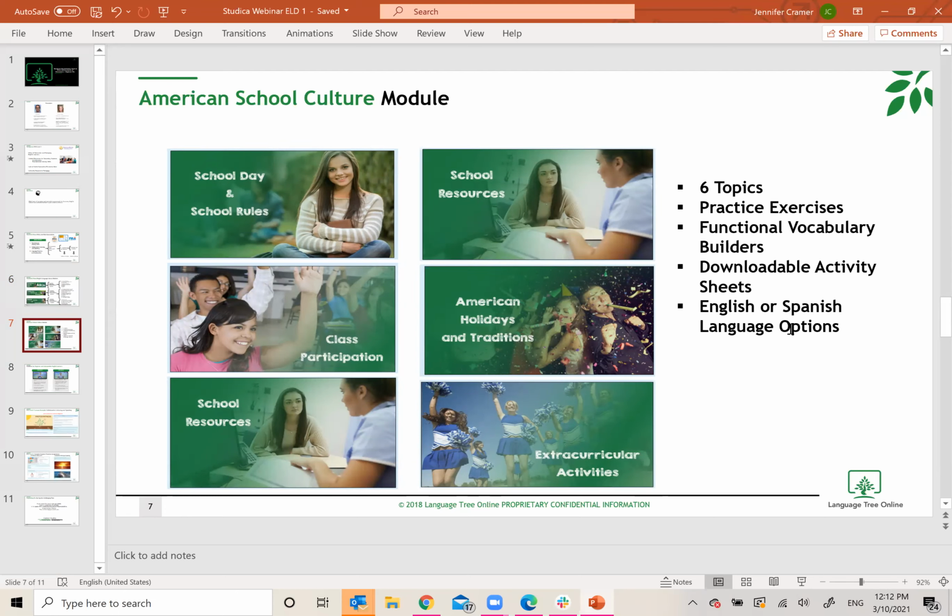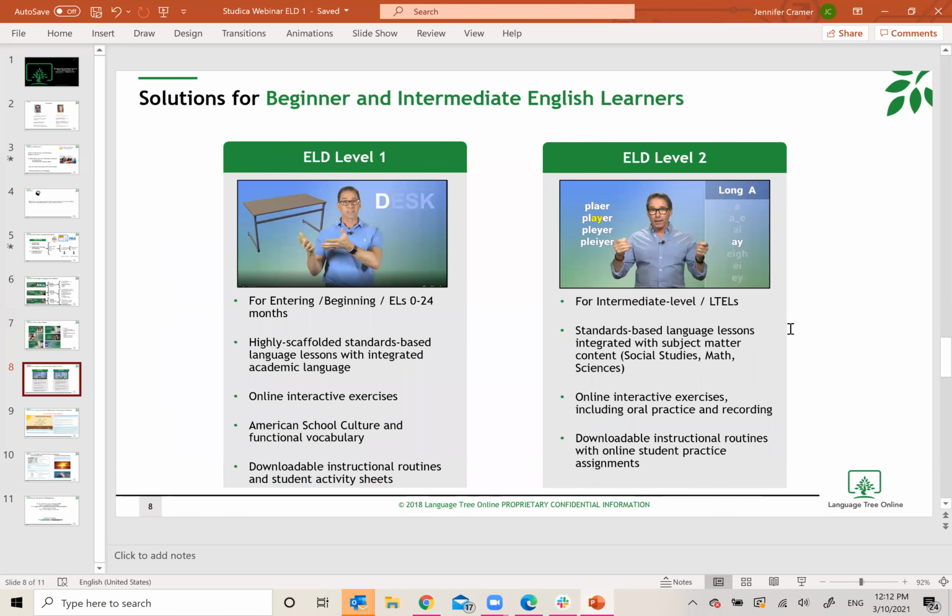How this works is similar in structure, in the sense that there's the video input, and then from there they move into their practice exercises. Because it's geared towards newcomer students, the questions are very straightforward, yes or no type questions. For American School Culture, for the video content, they can select either English or Spanish. And for each online lesson, there are downloadable activities. And I'll turn it back over to you, David.